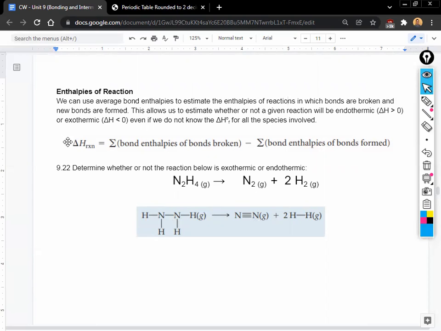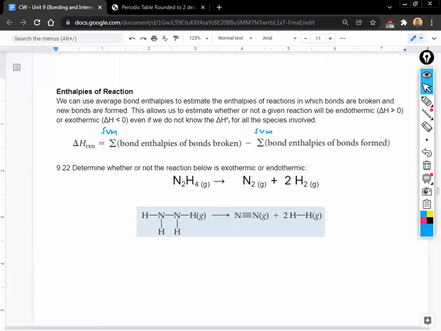You guys want to write this formula down. The delta H of a reaction, the enthalpy of a reaction, is equal to this symbol. It's a Greek sigma. Sigma just means the sum. So the sum of all the bond enthalpies of the bonds that are broken minus the sum of all the bond enthalpies of bonds that are formed.